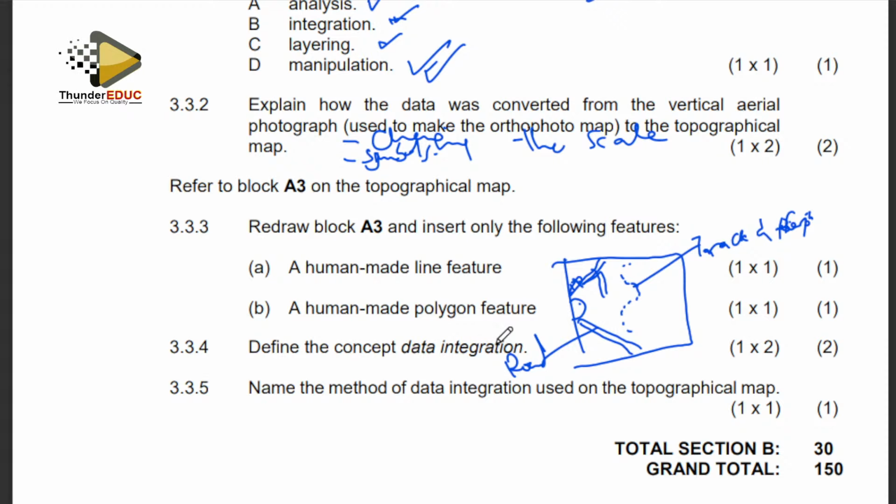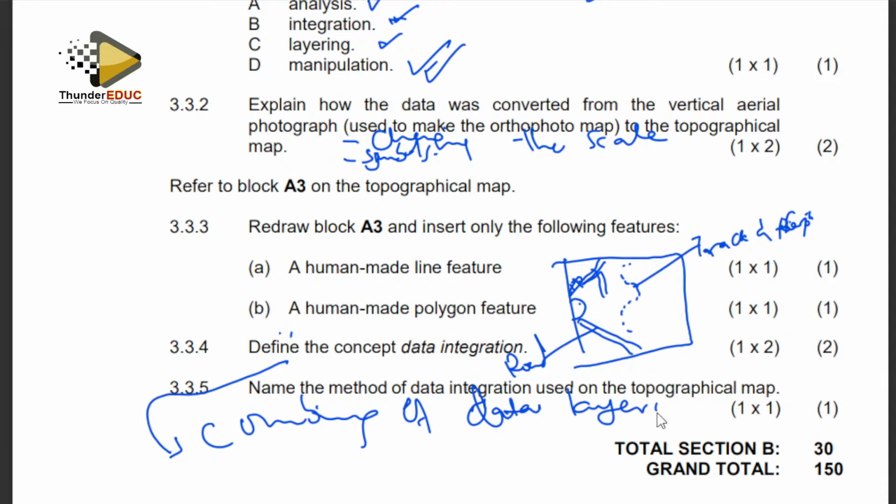The last question says, what is data integration? Just like the way you hear the word data integration here. What is data integration? What is to integrate? You put things all together. So meaning that to integrate is combining of data layers. Combining of data layers or information on the map. You put it together, you integrate it. Like you can look at what is on the topographic map and what is on the orthophoto map, then you integrate it, you merge to come up with one.